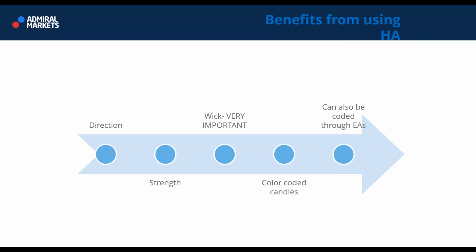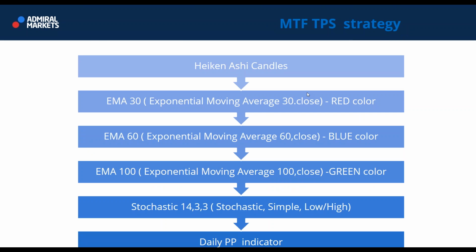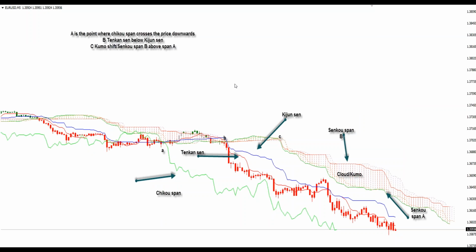Those candles are color coded and can also be coded through expert advisors, but we won't be talking about it. This is just one of the advantages. Okay, now this is it, guys. This is Ichimoku. So for Heiken Ashi, you probably know from my previous webinars, maybe more things than I explained today, but today it's not about just Heiken Ashi, it's also about Ichimoku.